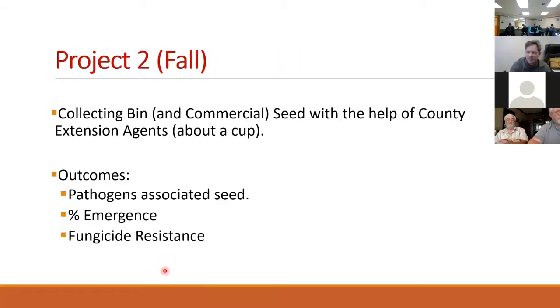The other part of the project is that we will be going with extension agents to collect bin seeds from various counties throughout the state. We'll be looking at pathogens associated with seed. Is Cochliobolus sativus as common throughout the state as it is in the Denton area? We will also be examining the emergence of that in seed and commercial seed as well. And if we do have pathogens, we will be looking at whether they have resistance to some of these fungicides that we use as seed treatments.